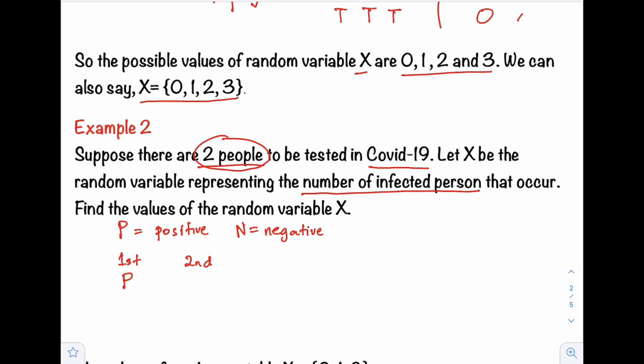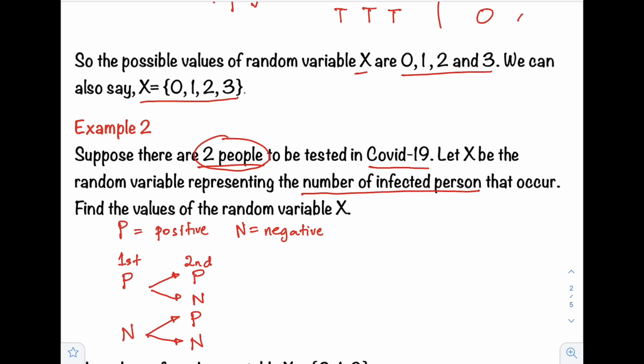So, doon sa unang tao guys, so possible na pwede siyang mag-positive. Then kung siya naman ay magpa-positive, maaari naman na yung pangalawang tao ay mag-positive or pwede ring mag-negative. Okay? Then kung yung unang tao naman na tinest sa COVID-19 is nag-negative, so possible din naman na yung pangalawa na tinest sa COVID-19 is mag-positive or mag-negative.